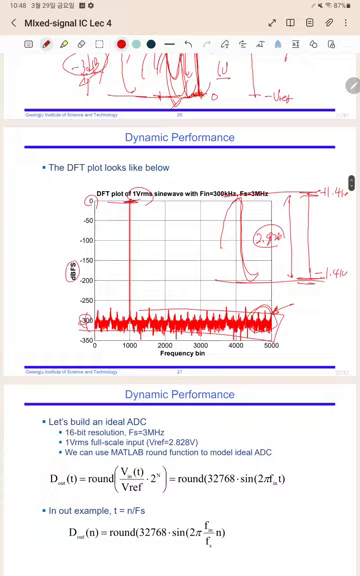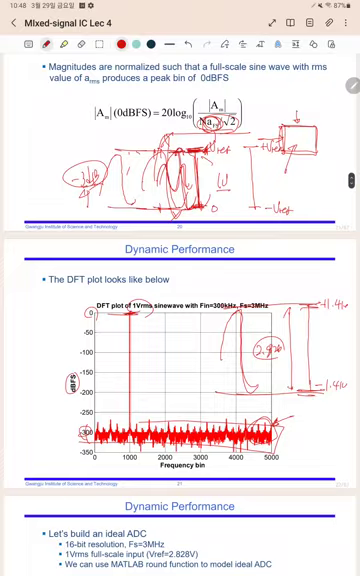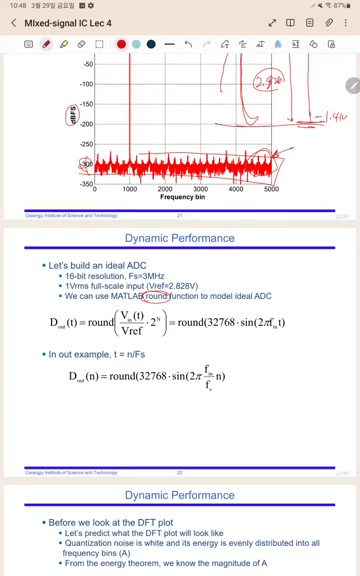Okay, so this is before the quantization. In MATLAB, by using the round function, this one line of code can give you the quantization effect. This FFT and this quantization you need to do by yourself with MATLAB. Okay, just studying the text is not enough.